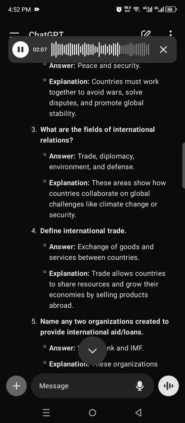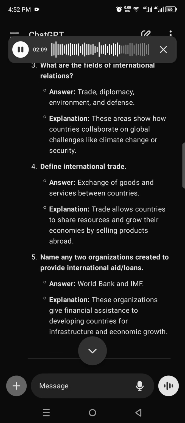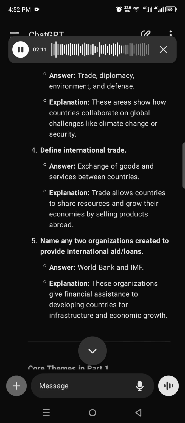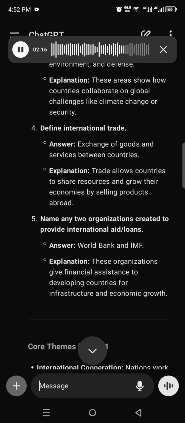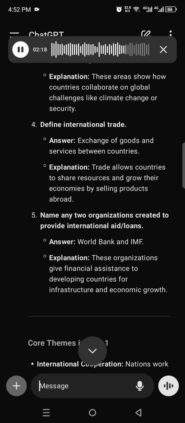5. Define international trade. Answer, exchange of goods and services between countries. Explanation. Trade allows countries to share resources and grow their economies by selling products abroad.